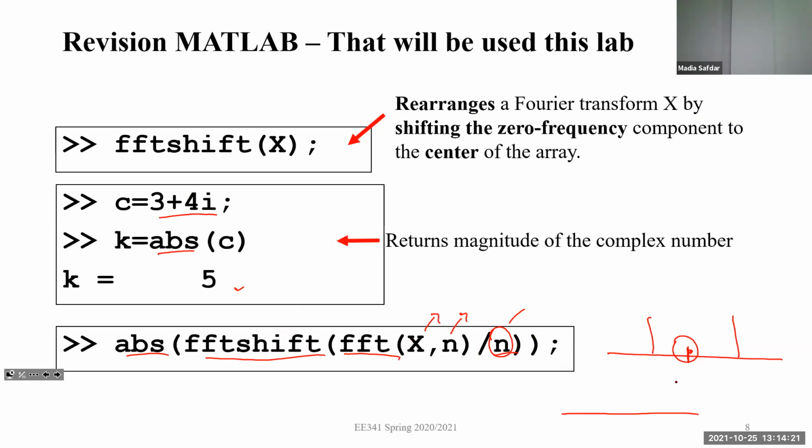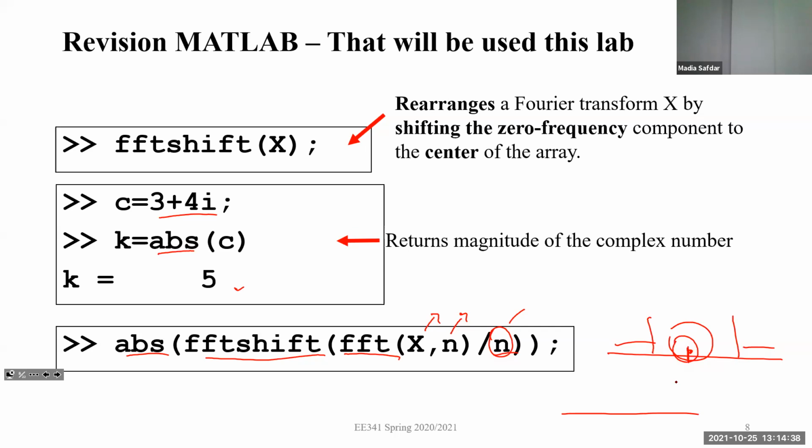So this one, FFT shift, in the previous class I also told you what it will do: it will shift the zero frequency component to the center of the array, exactly in the center of the array. So one spectrum will be here, the second will be here, and zero frequency will be here.